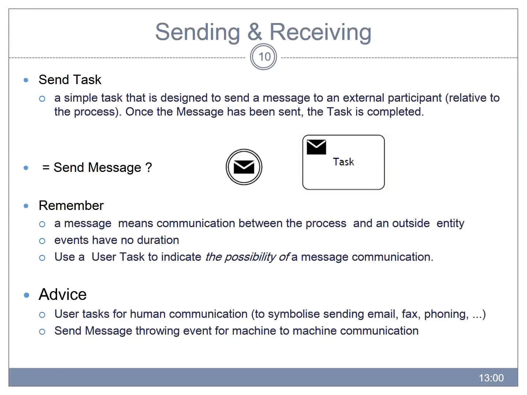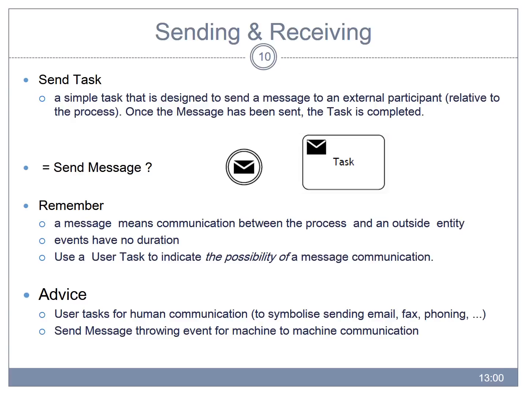Let's look at the issue of send tasks more in particular. A send task is a simple task that is designed to send a message to an external participant, external relative to the process. Once the message has been sent, the task is completed. If you look at the definition, you might think, well, actually that's the same as an intermediate send message event. You have to remember that in both cases, what is the same is that a message means that there is communication between the process and an outside entity, so that's the same for both.